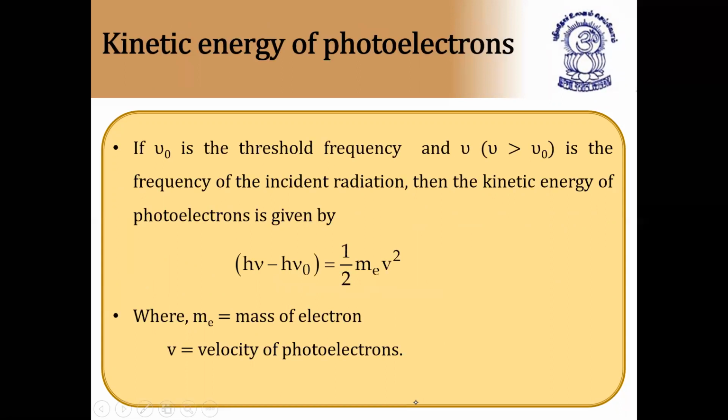Next, if nu naught is the threshold frequency and nu is the frequency of incident radiation, and the condition is very important, that nu should be greater than nu naught, then the kinetic energy of the photoelectrons is given by h nu minus h nu naught. That is, the energy of the radiation minus the work function of the metal is equal to half m v squared, the kinetic energy, where m is the mass of the electron and v is the velocity of the photoelectrons. So these are the formulas from the photoelectric effect.